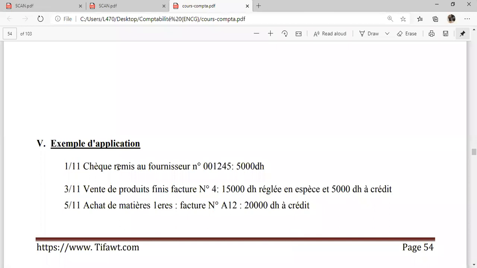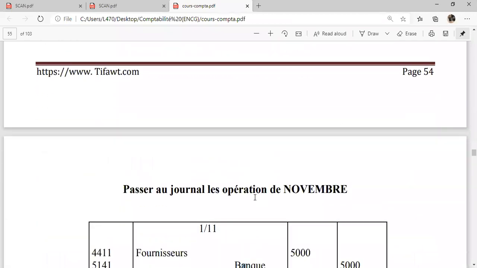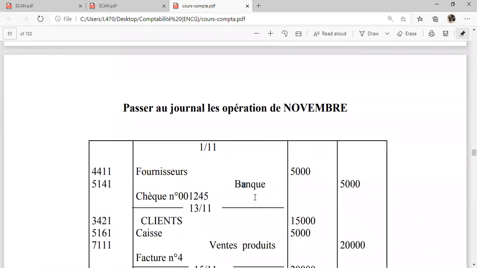So here we see that we don't have a figure for "vente de produits finis". We don't have it in the transaction, but it is up to us. It is our initiative to identify that if this person paid 15,000 there and he owes us 5,000, which is for the same goods, to be paid at a later date, it means the total value of the goods sold was 20,000. So here it's just initiative. So we're going to put it down in this way.